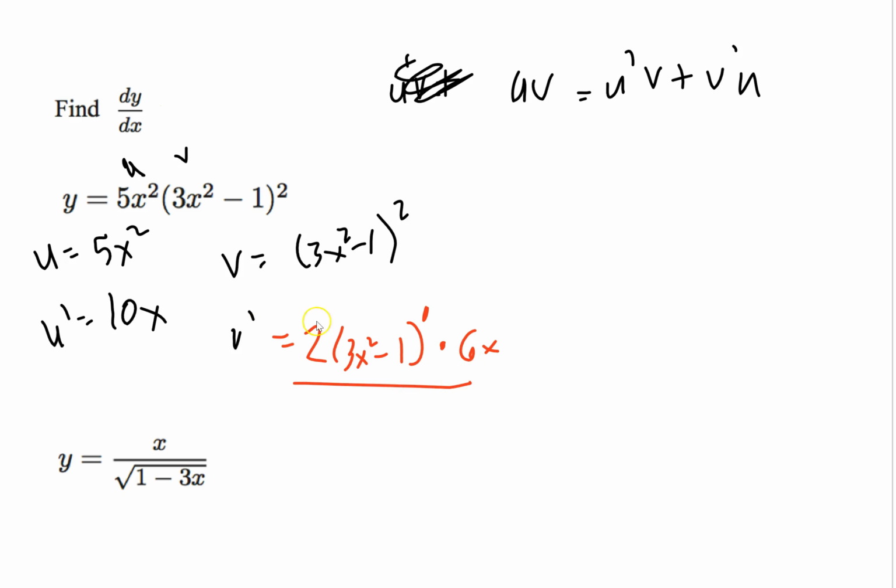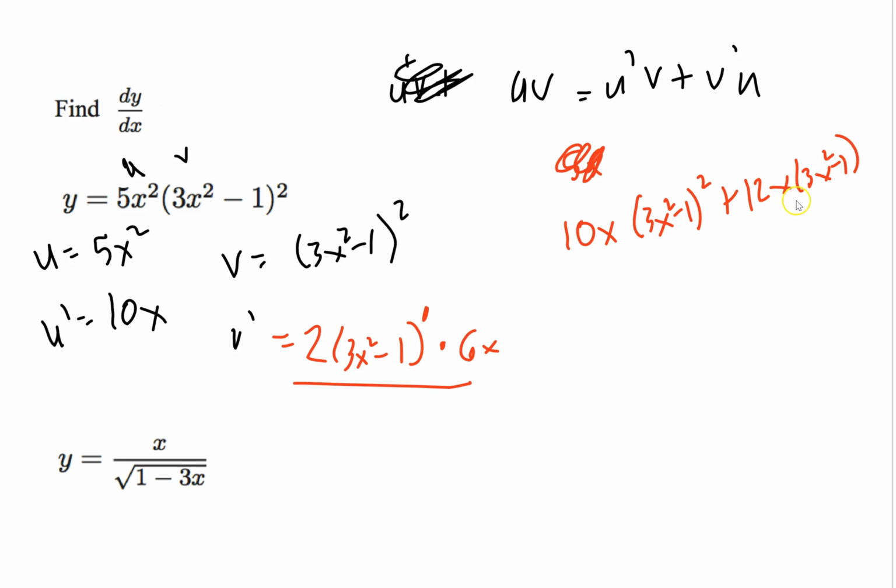Again, if you want, you can simplify it, make it 12x, you can distribute it in, but I'm just going to leave it like that. Right, now I have that, I can plug it all into my formula, which is in your formula sheet. So u, 5x squared, u prime, 10x. V left alone, 3x squared minus 1 squared. V prime, this mess. I'm going to combine it a little bit for space.